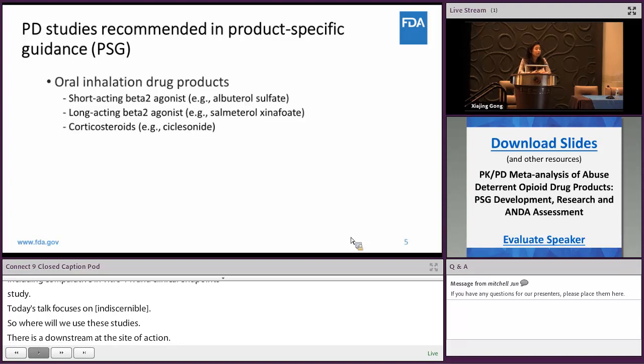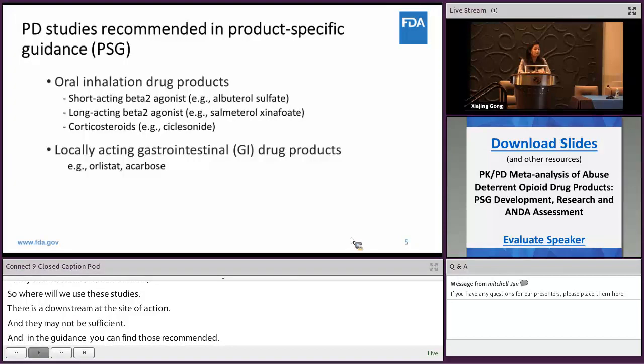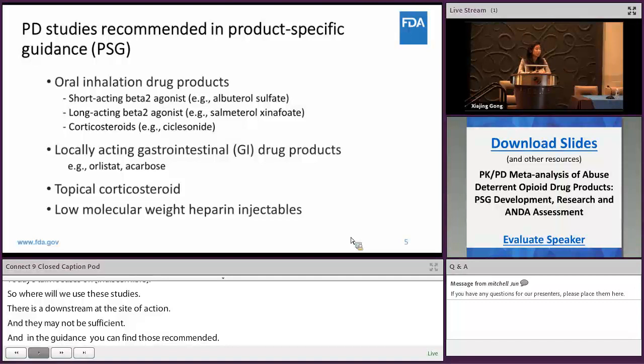In the product-specific guidance, you could find PD studies recommended for oral inhalation drug products in combination with PK studies and in vitro studies as a weight-of-evidence approach to establish BE. They are also recommended for locally GI tract acting products, and also topical corticosteroids and heparin injectables.